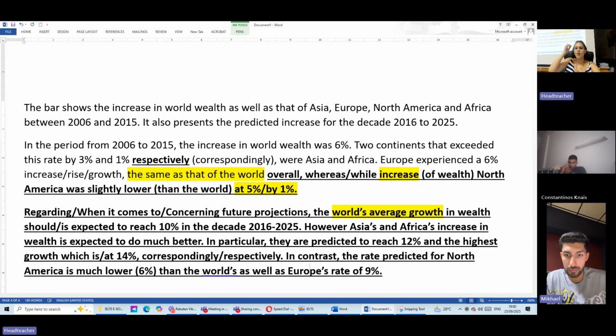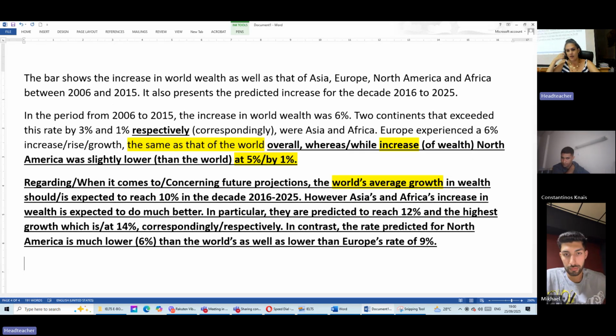rate of 9%. Why did I try to put Europe into the puzzle? Because I don't want to just say Europe's rate was 9%. I want to find a way to compare it to the other information. So in contrast, the rate predicted for North America is much lower than the world's, as well as lower than Europe's rate of 9%. So do you understand now how you have to do the exercise?